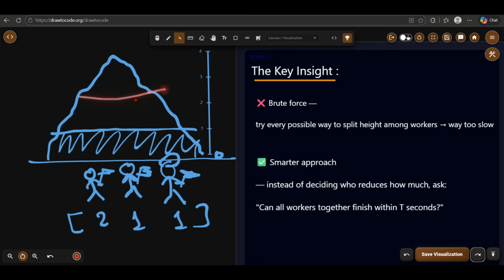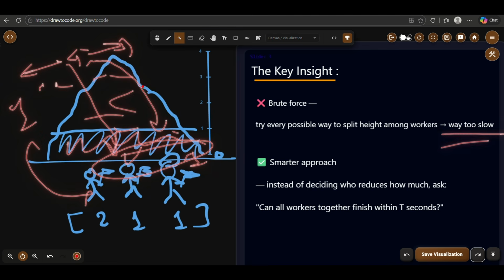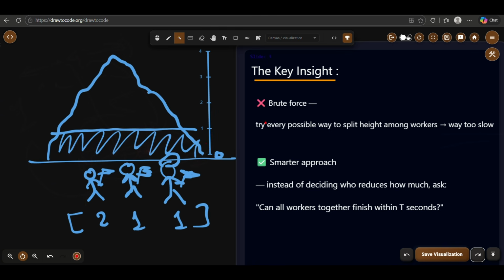Otherwise, we will do permutation and combination of heights. There are 4 levels, 4 heights total. So we will give 1 unit of height to him, 2 units of height to him, and the remaining 1 height to him. So this is one approach, but it is very slow because we have to find all the heights required to chop and distribute them among these workers. So it is very slow.